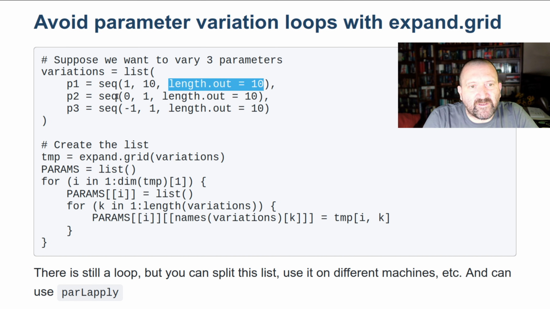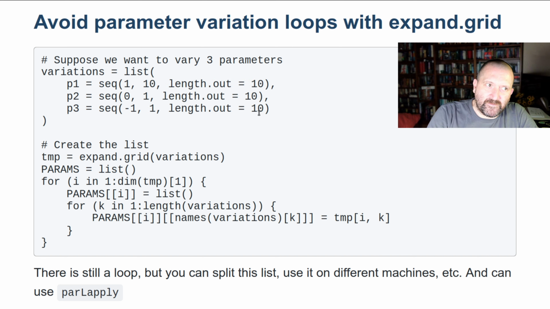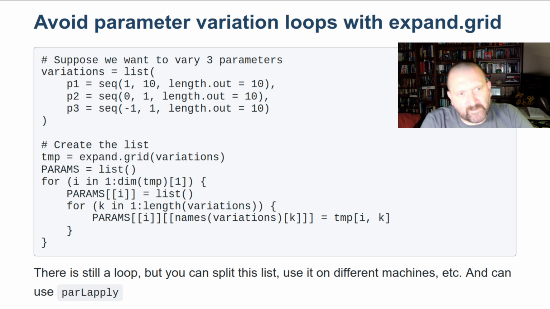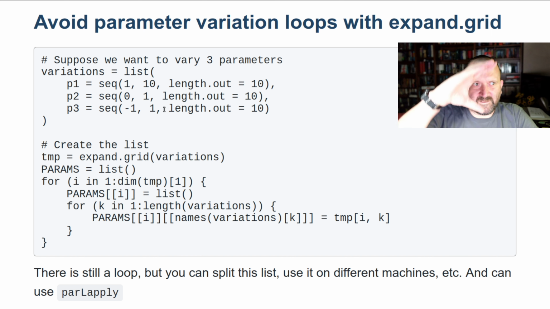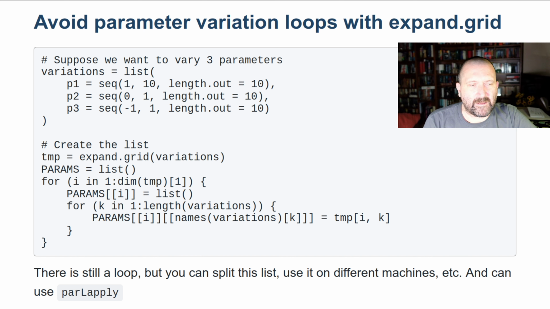Parameter 2 would be a sequence from 0 to 1 with 10 entries, and P3 would be a sequence from -1 to 1 with 10 entries. Okay. If you're doing this classically, what you will typically do is a for loop for this one, and then a for loop for this. Okay, 3 imbricated for loops, and inside of that you will compute a value.